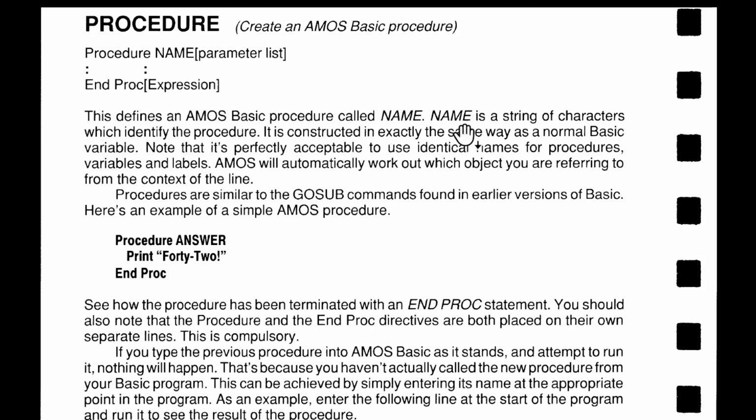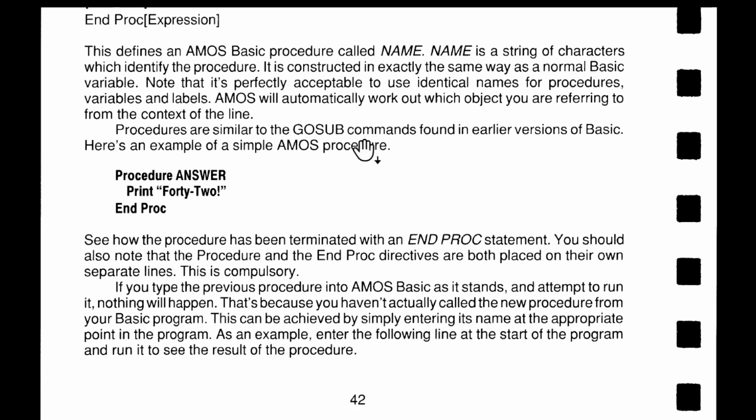Name is a string of characters which identify the procedure. It is constructed in exactly the same way as a normal BASIC variable. Note that it's perfectly acceptable to use identical names for procedures, variables and labels. AMOS will automatically work out which object you are referring to from the context of the line. Procedures are similar to the GOSUB commands found in earlier versions of BASIC.